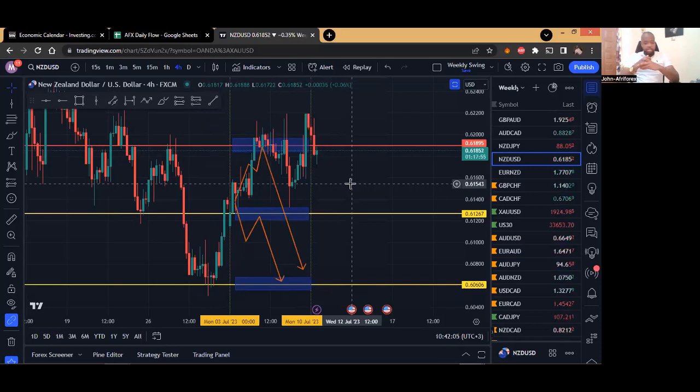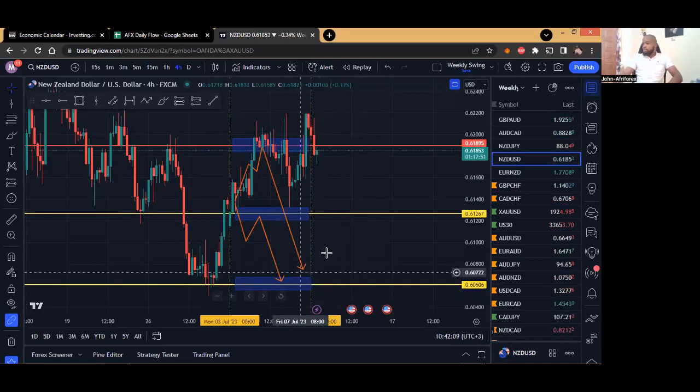So the next one is the New Zealand dollar against the US dollar. For this one, we wanted to see whether we could get some sells. You can see what we were thinking. Price was somewhere within here on Monday. We either wanted to see the market break to the downside, which it did. The market pulled back in within this region right here.